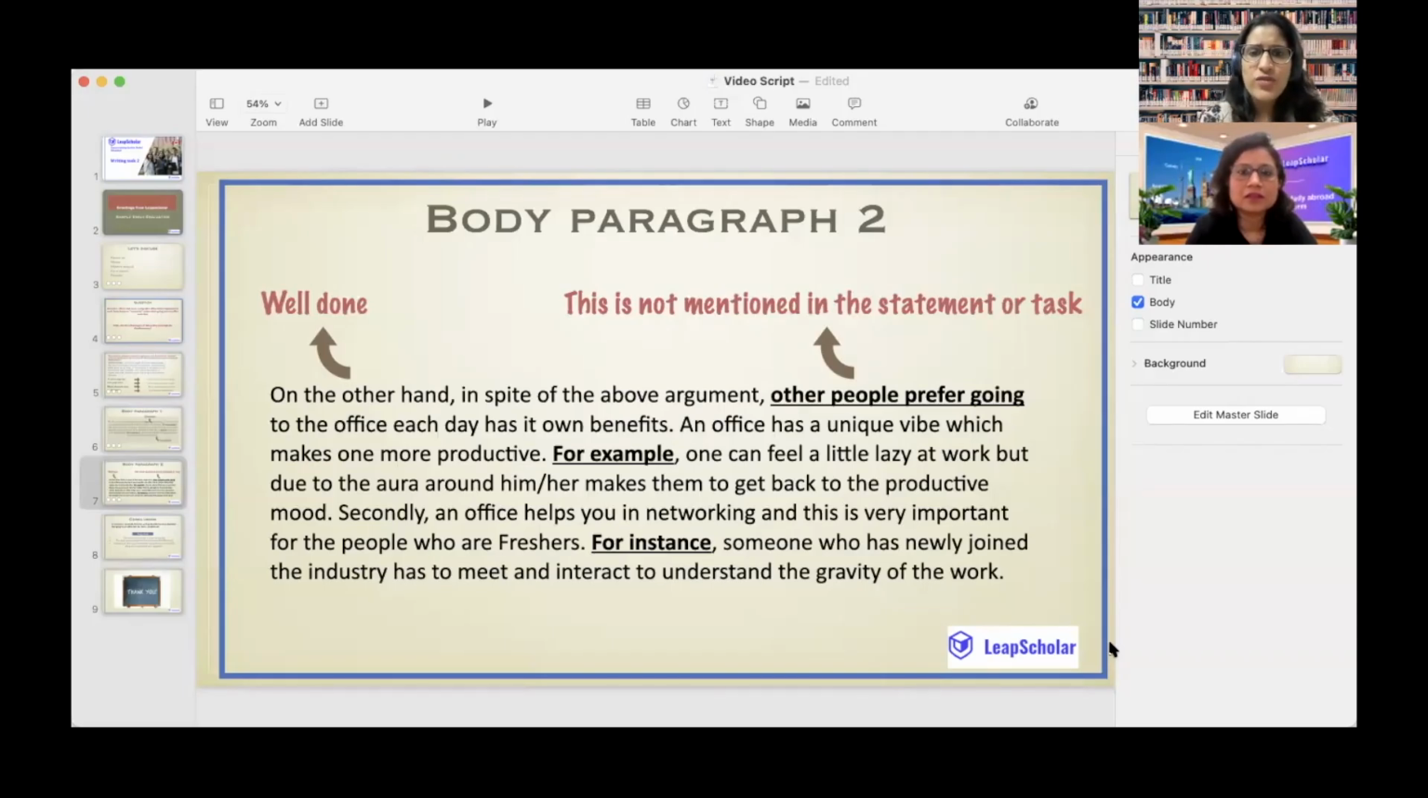We had discussed most of this BP2. We'll come directly to the "for example." Again, it's not a for example. We'll come to that. "One can feel a little lazy at work." Okay, again, it's negative.